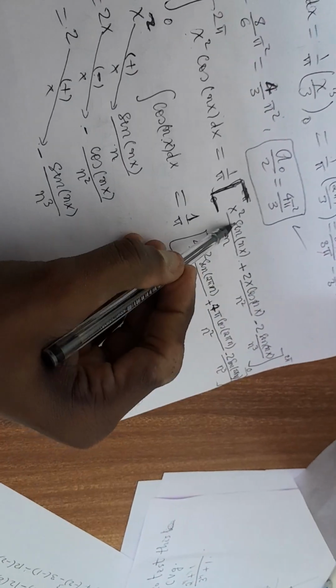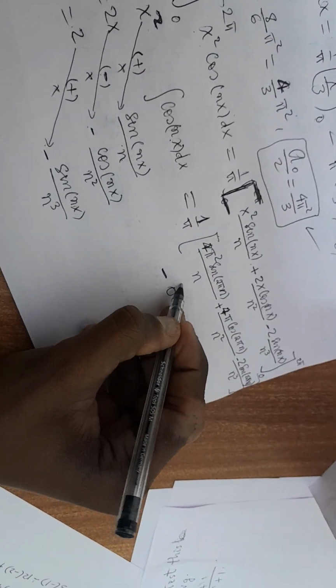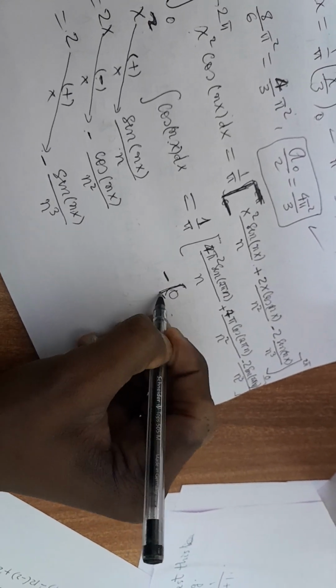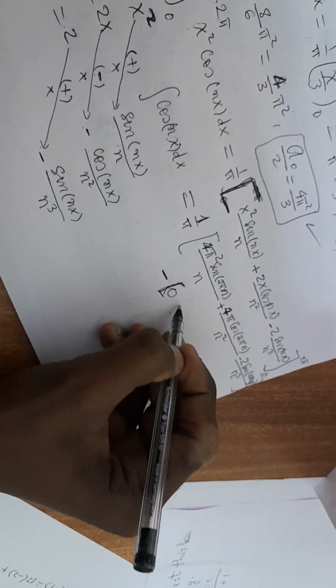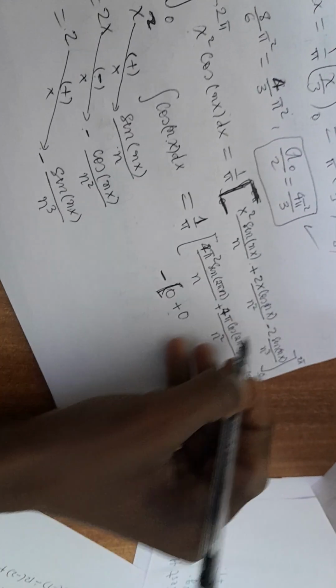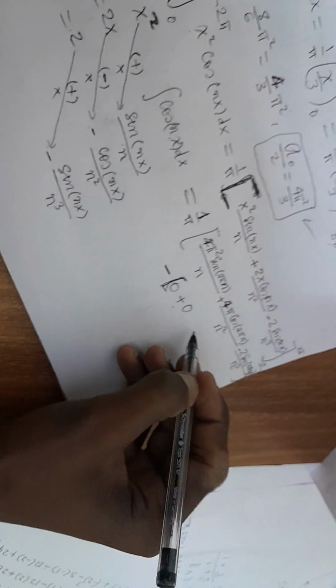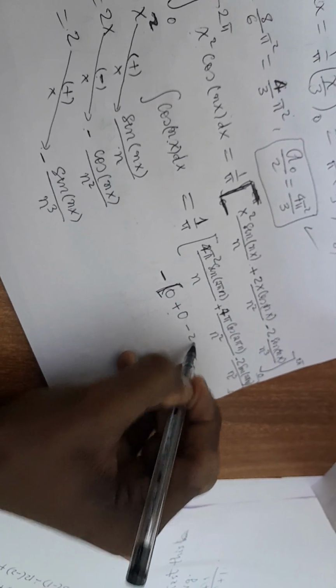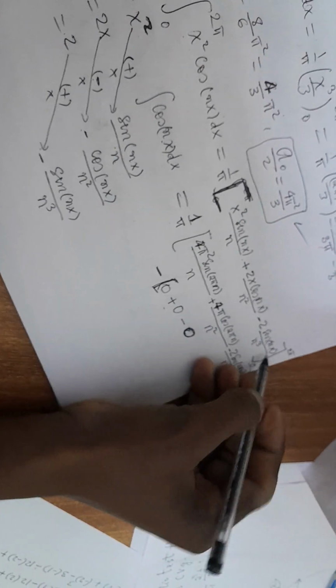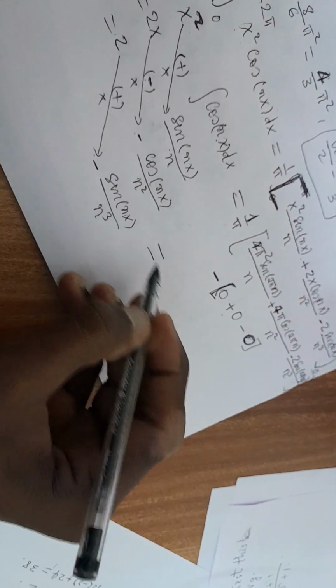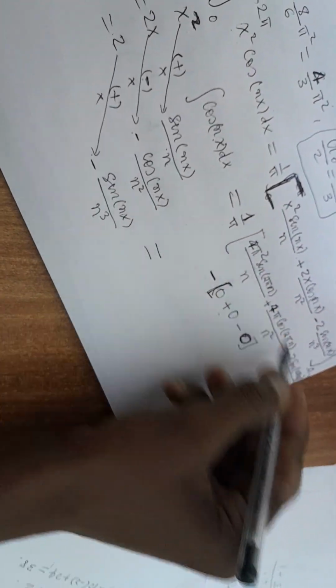See, if I put here 0, it will be 0. If I put here 0, it will be plus 0 again, and if I put here 0, it will also be 0, minus 2 times 0. Why? Because sin of 0 is 0. So I will remain only with this part here.